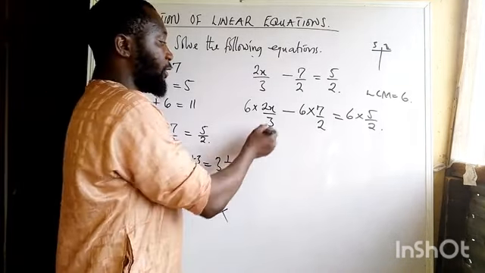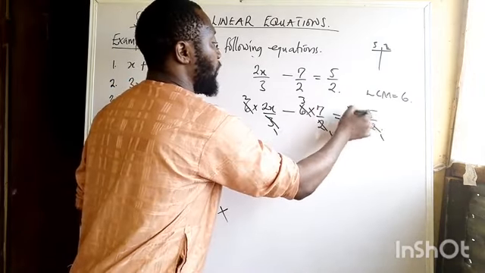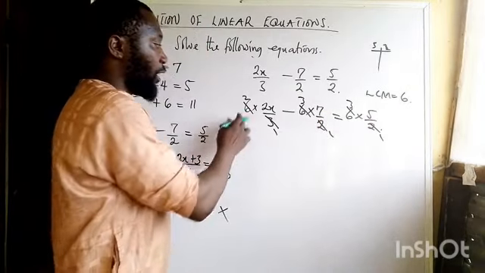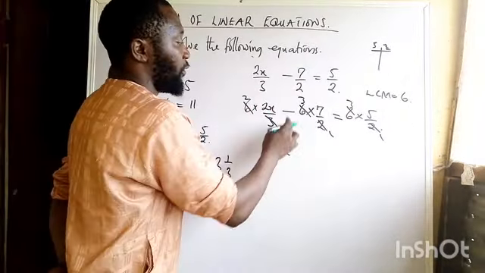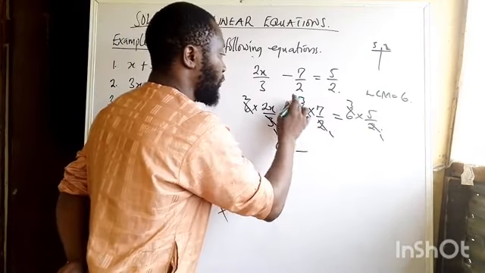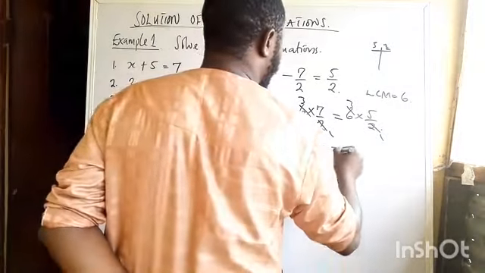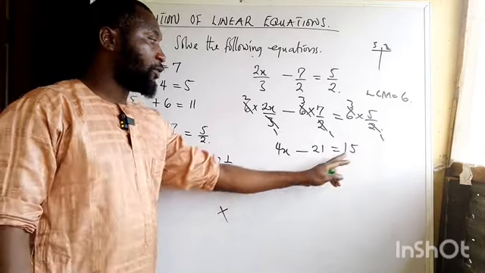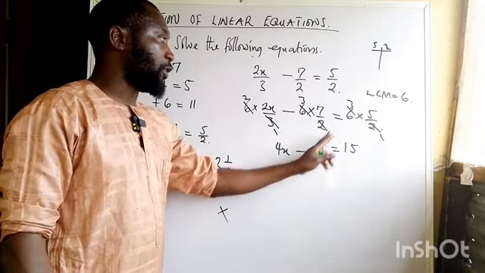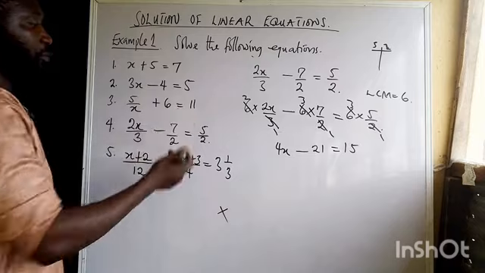Here we can divide. 3 here 1, 3 here 2. 2 here 1, 2 into 6, 3. 2 here 1, 2 here 3. Now we can multiply 2 multiplied by 2x, that is 4x. 3 multiplied by this, that is 3 times 7, 21, equals 3 times 5, 15. 3 times 7, 21. 3 times 5, 15. This is just similar to the previous example.